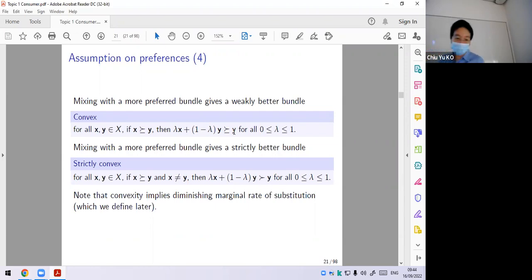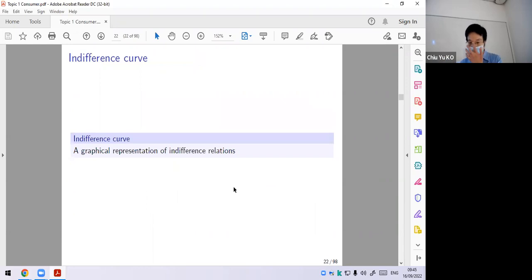If you don't have convexity, then things become much more complicated. You're likely to have some corner solution and so on and so forth. So it's more technical, but it does have some intuitively appealing property, because mixing things should not make you worse off. You can imagine this kind of somewhat continuity flavor, just like X is better than Y would continue to hold.